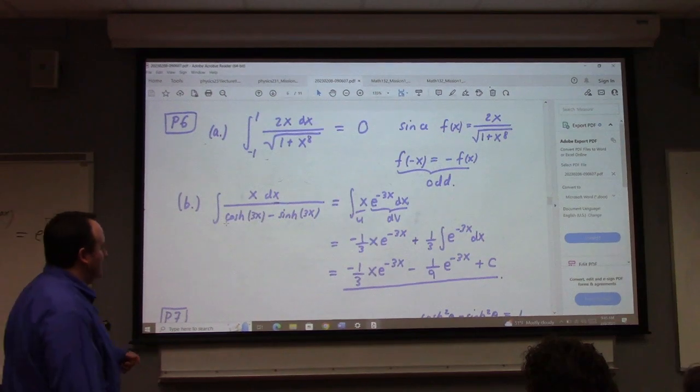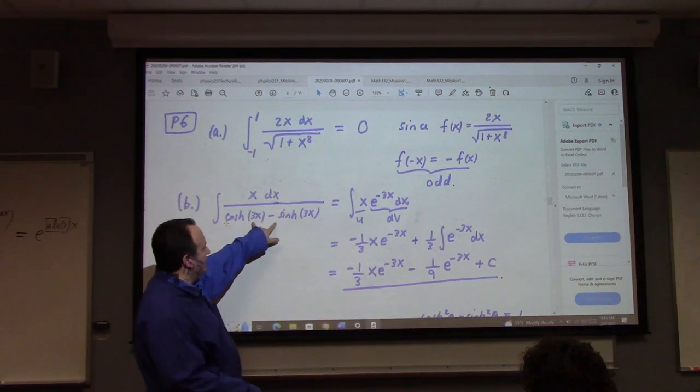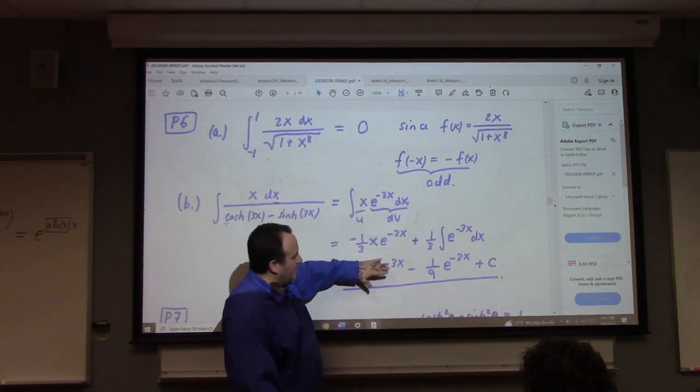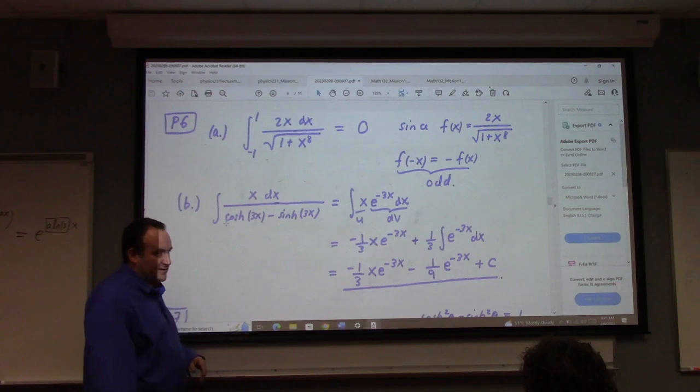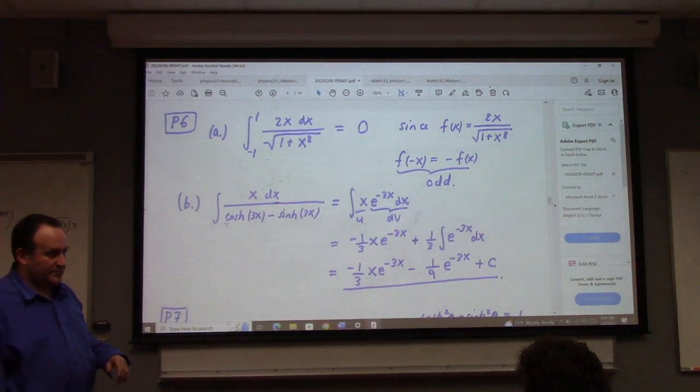This is a mistake because this would give me cosh. This could be e to the minus 3x, but then it's downstairs. So to put it back upstairs, this should be a plus. So this is wrong at the moment. I probably won't have time to correct it today. Are we good? Do you understand what I'm saying? Yep. Yes, no?